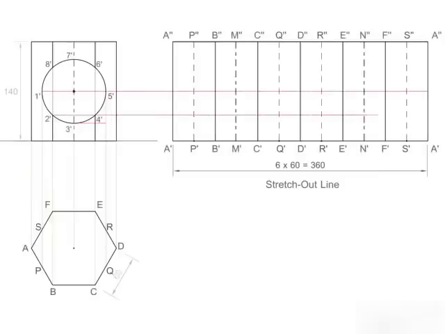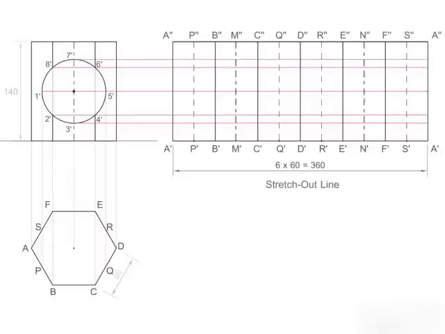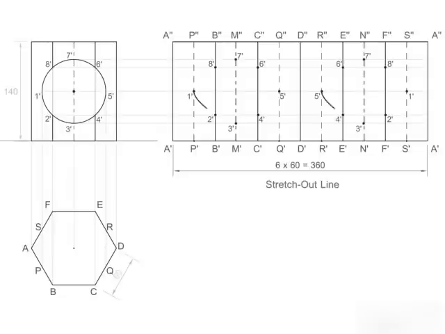Now draw horizontal projectors from front view to cut the vertical lines of the development. After joining the above points by a smooth curve, we get the development of the lateral surface of the prism with the shape of the holes in it.